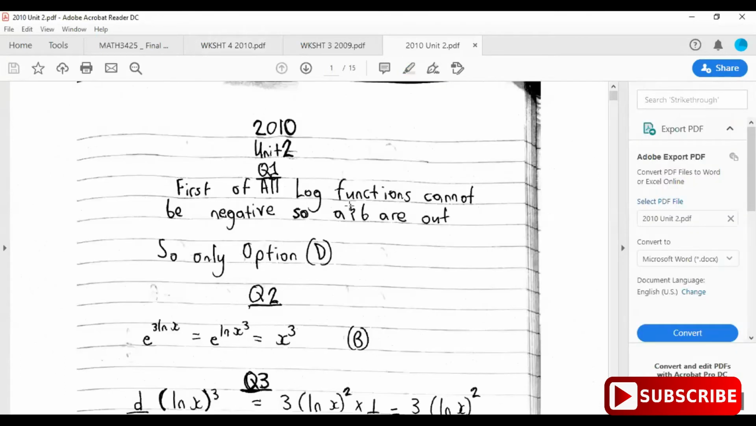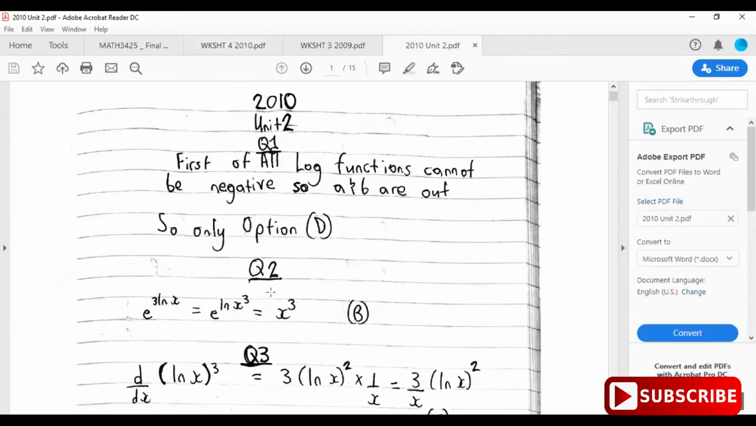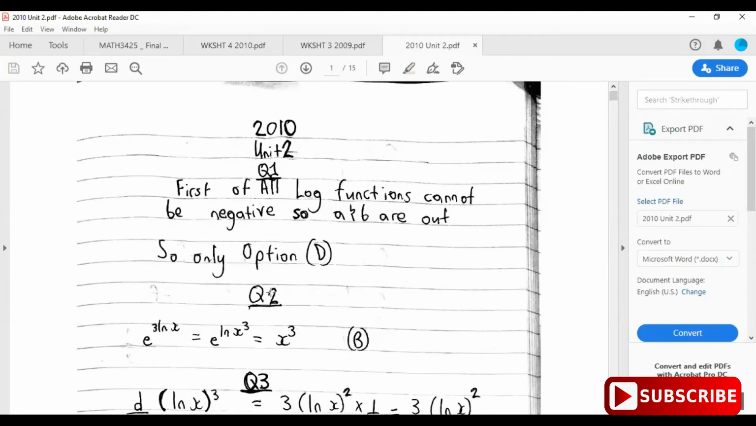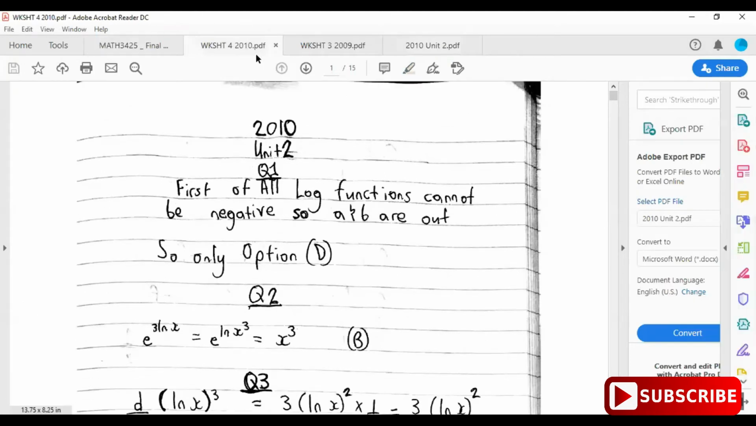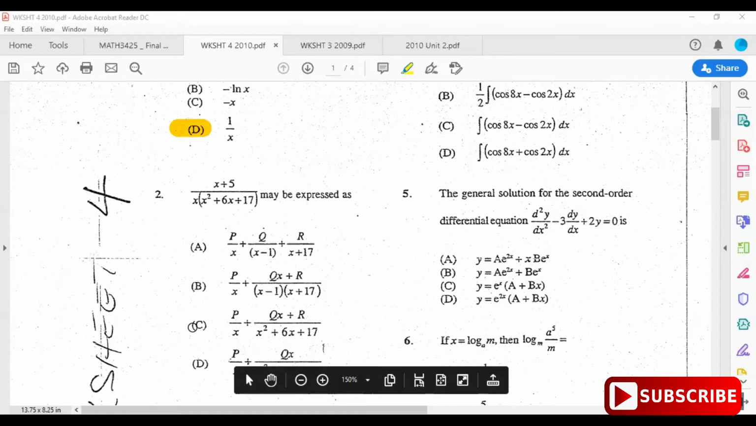So for this question, question 2, you would have to break it as, here it is, this is 2010. Yes, we're doing 2010. So this part, what we'd have to do is break it as a over x plus bx plus c over x squared plus 6x plus 17. Linear over quadratic. And so it's not D, it is C.